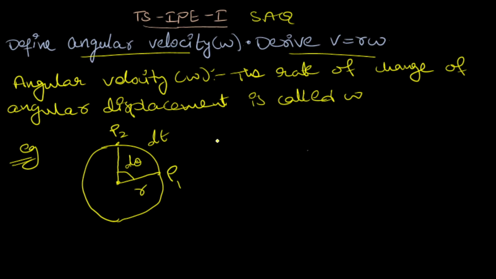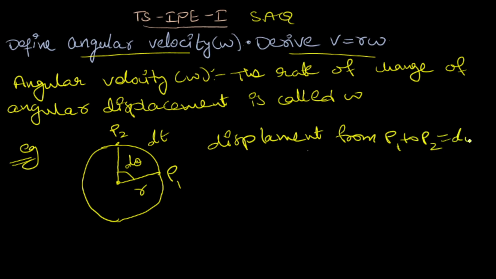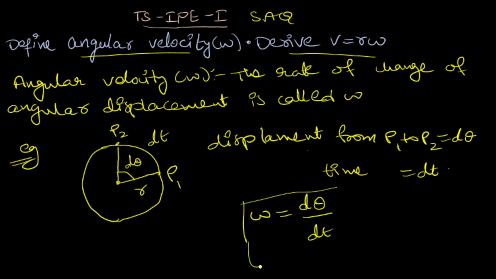Here the displacement of this particle from P1 to P2 is d theta, and the time taken to cover this distance is dt. Therefore, according to the definition, angular velocity is equal to d theta by dt, the rate of change of displacement. Okay, this is about the definition of angular velocity.